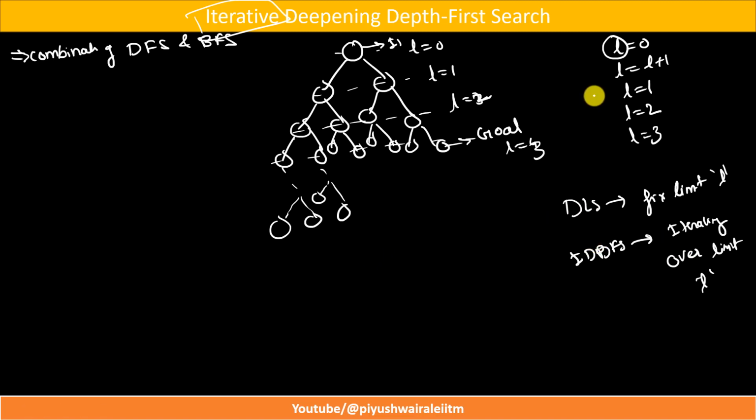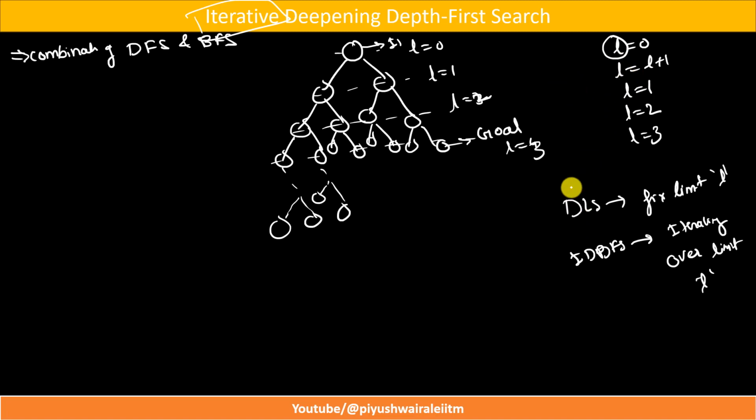Now what this algorithm will do is, for each search, it will increment the value of the level and search till that level. If it doesn't find the goal state, it will again increment the value of L and this process continues until it finds the goal state. This is iterative deepening depth first search. Keep it simple: the only thing is that it will increment the value of L for each search.